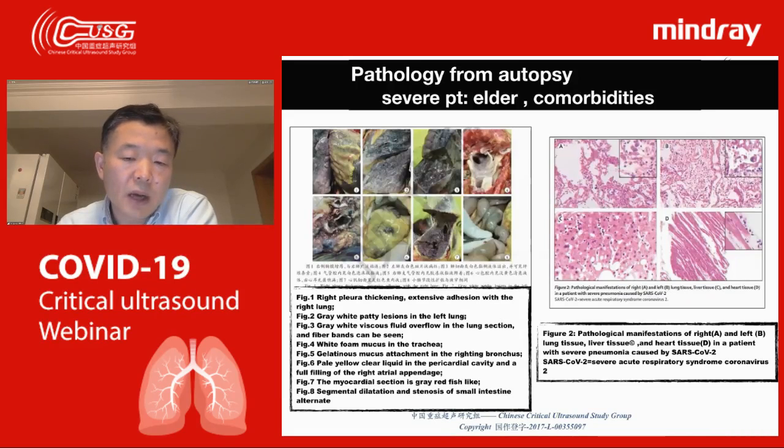And I think you all know this kind of wording, I don't need to read it for you. So you see this kind of thing happened with the lung during, I think, the end stage of this disease. So the lung was damaged very severely.